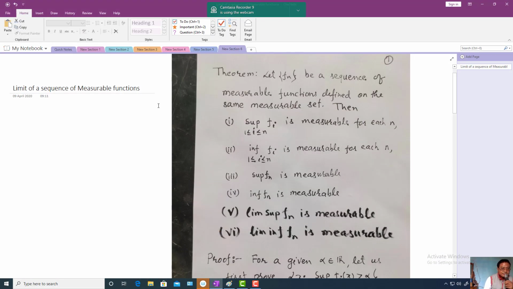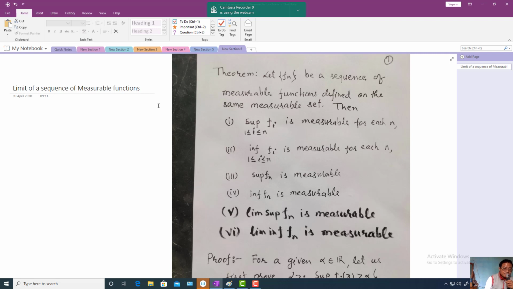Hello my dear student. Today let us talk about limit of a sequence of measurable functions. We want to know whether the limit function of a sequence of measurable functions is measurable or not.